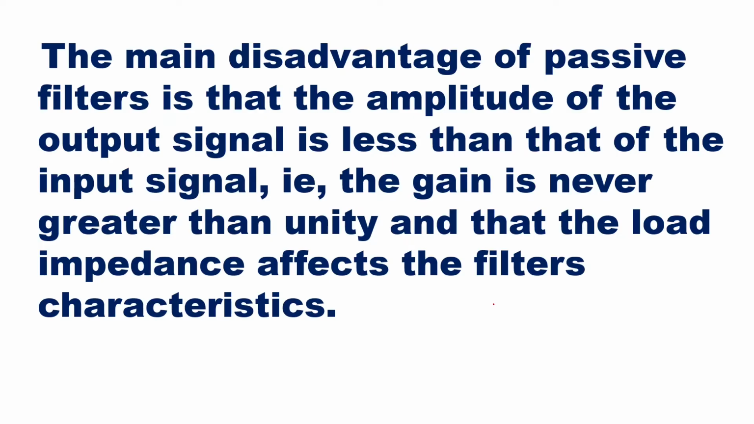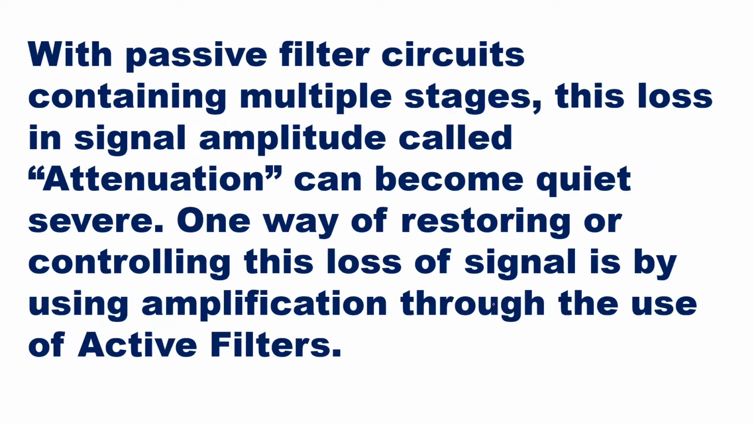The main disadvantage of passive filters, as I have told you earlier, is that the amplitude of the output signal is less than that of the input signal. That is, the gain is never greater than unity, and the load impedance affects the filter characteristics. With passive filter circuits containing multiple stages, this loss in signal amplitude, called attenuation, can become quite severe. One way of restoring or controlling this loss of signal is by using amplification through the use of active filters, where you are going to use active devices like op-amps or transistors.